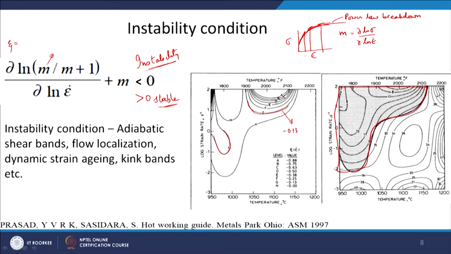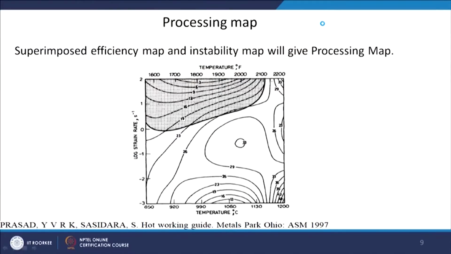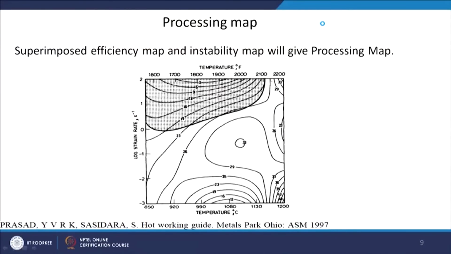Similarly, I think you should be able to calculate this zeta also, because only m and epsilon dot are there. So, you have to take ln of this and then differentiate it. And if the value is less than 0, you know that these are unstable regions. Basically, a processing map is the one where the efficiency map and instability maps are superimposed on each other. That combined gives you some processing condition, and that is why these are called processing maps.